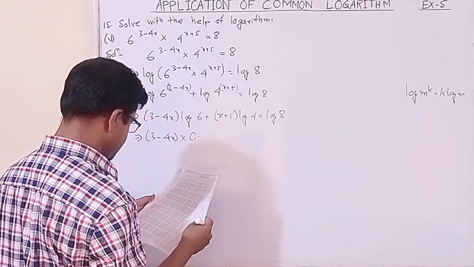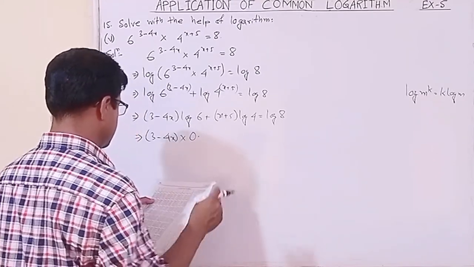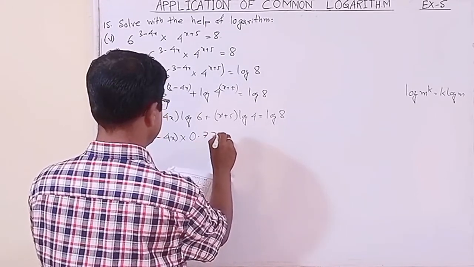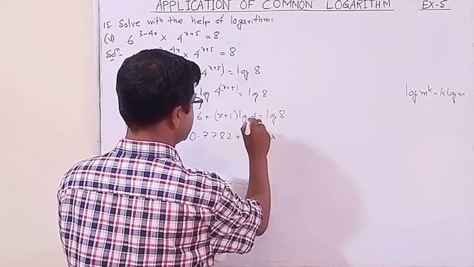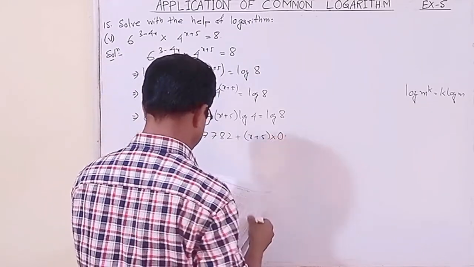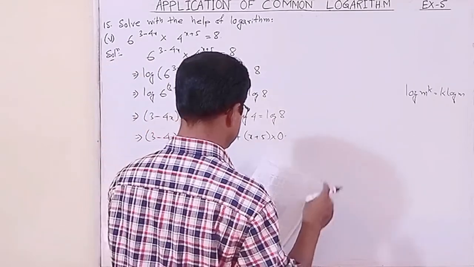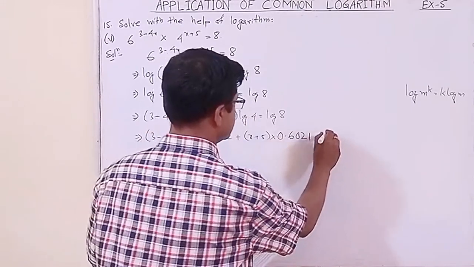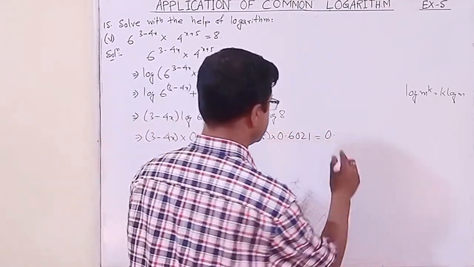Let us move to 60. Okay, so for 60 in the 0th column it is 7782, plus this is x plus 5 into 0 point. Let us move to 40. It is 6021, then 0.8. Let us move to 80. It is 9031.